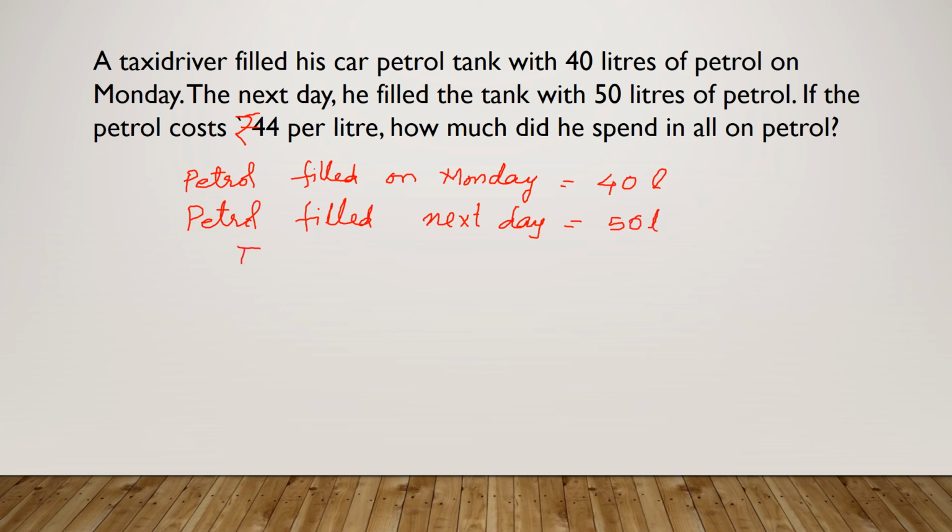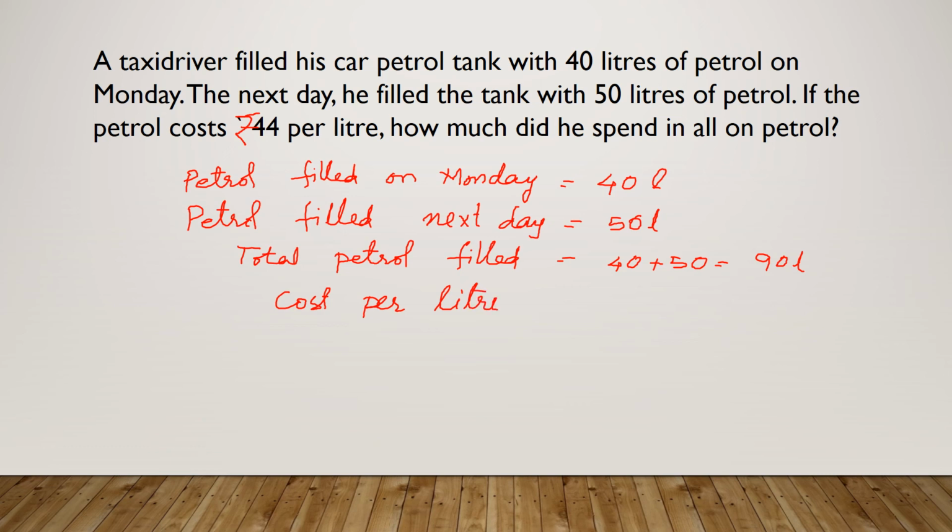Now what is the total? Total petrol filled is equal to children 40 plus 50, that is equal to 90 liters. Now what is cost per liter? For 1 liter what is the cost? Cost per liter is equal to rupees 44. Therefore total cost, how will you find? For 1 liter it is 44 rupees. Therefore 90 liters, what will be the cost? 90 into 44. You can calculate, multiply by 90 and then you find the answer.